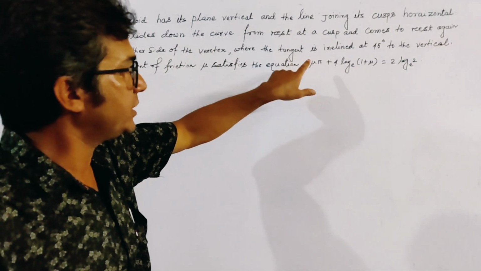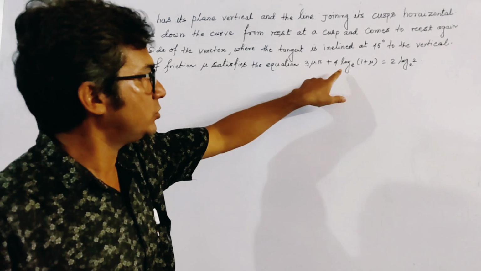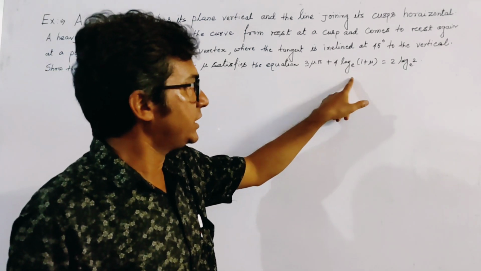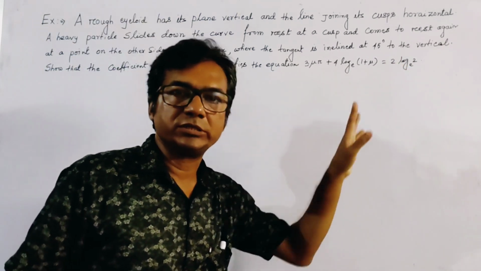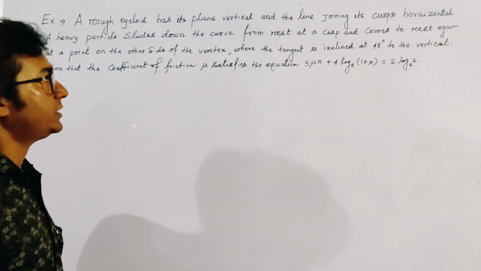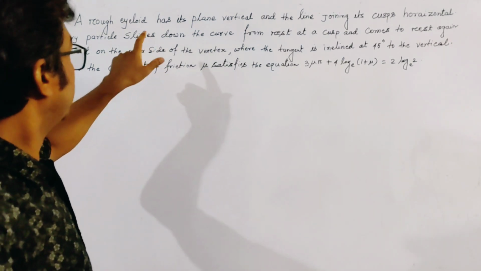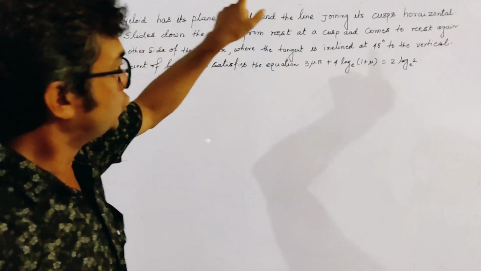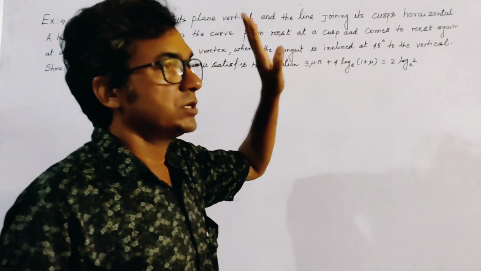The equation is given by 3 mu pi plus 4 into log of 1 plus mu base e, and this is equal to 2 into log 2 base e. This is our problem. Here it is said that the line joining its cusps is horizontal.